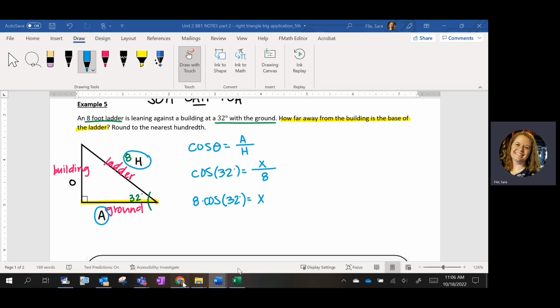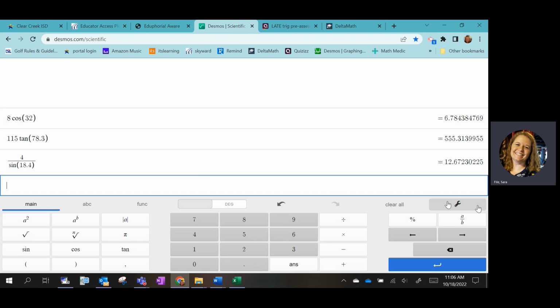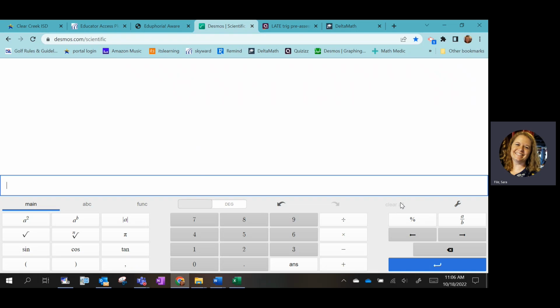I'm going to use the Desmos scientific calculator here because that's what y'all are going to have on the tests and quizzes when you're in Aware, the built-in calculator. So here's what your keyboard on the Desmos scientific looks like. It's this toggle here that you need to make sure is in degree mode. You should see DEG. If it looks like this and RAD shows, you're in radian mode and you're going to get your answers wrong when you use sine, cosine, and tangent. So we want to make sure we're in degree mode and it's 8 cosine of 32.